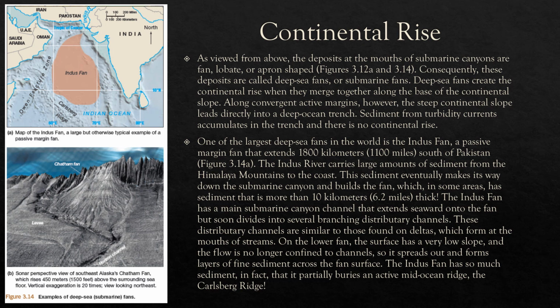The Indus fan has a major submarine canyon channel that extends seaward onto the fan, but soon divides into several branching distributary channels. These distributary channels are similar to those found on deltas, which form at the mouth of streams. On the lower fan, the surface has a very low slope and the flow is no longer confined to channels, so it spreads out and forms layers of fine sediment across the fan surface. The Indus fan has so much sediment, in fact, that it partially buries an active mid-ocean ridge, the Carlsberg Ridge.